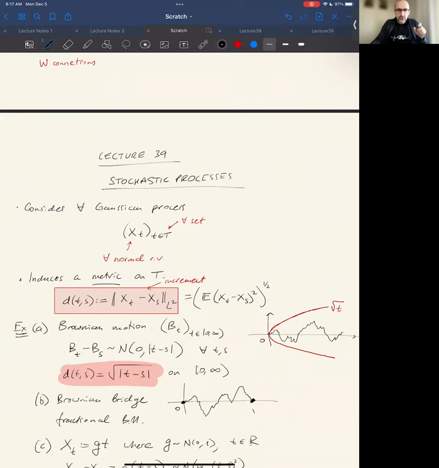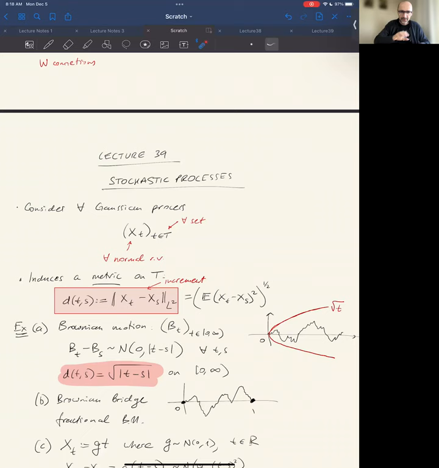This metric encodes the process itself somehow, the Gaussian process. If you know a little bit more about Gaussian processes, you know that they're determined by the covariance structure. The covariance structure is encoded in the Euclidean norm like this. The Euclidean norm determines the metric. And so the geometric structure of T captures the probabilistic structure of the random process. That's an idea, to turn probability into geometry.